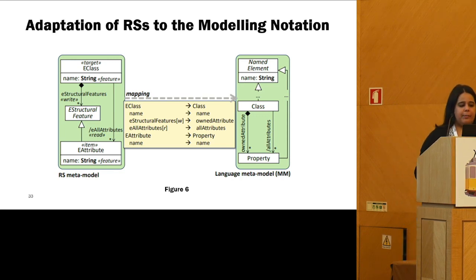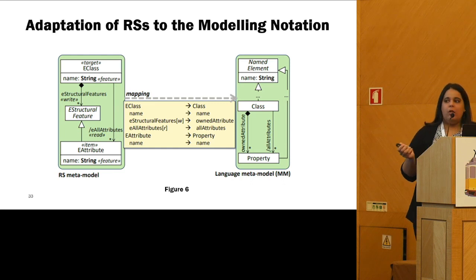For the adaptation, there is more detail in the paper, but as you can see here, we have a pretty simple adaptation for the different annotations. Currently, we are working with notations that are quite similar between the target and the source of the recommender, but we want to work in the future with more complex ones. Here, we are mapping, for example, an EClass to a class, and name to name. A structural feature in the write property maps to attributes. All attributes in the read property is all attributes. EAttributes correspond to property and name to name. So it's a structure per server mapping. This is quite simple, as I mentioned before.